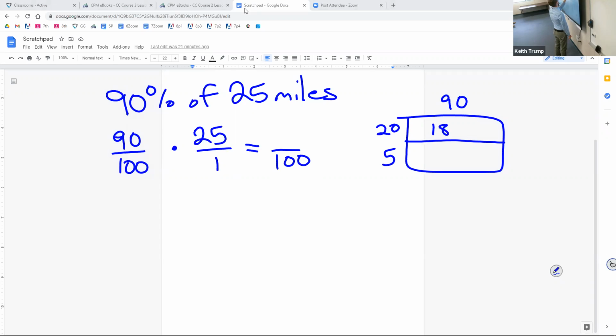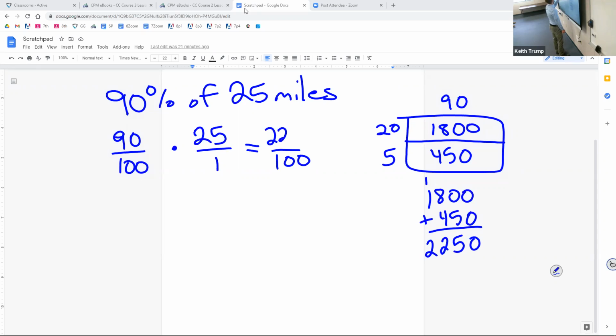9 times 2 is 18. Add those 2 zeros. 9 times 5 is 45. Add the 1 zero. Add 1800 to 450. 2250 over 100. And like we talked about in the last video, when you're dividing a number by 100, if you don't know this, you definitely need to look this up, okay? When you're dividing any number by 100, you just move the decimal over to the left 2 places, and we will get 22.50 like that, okay?